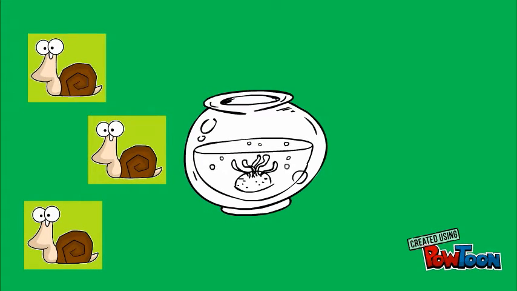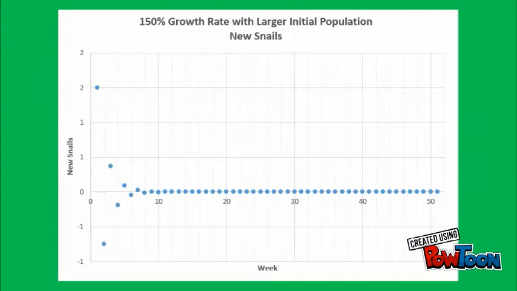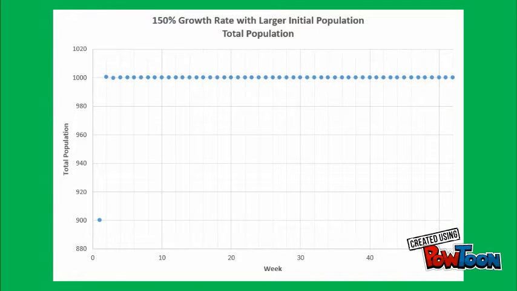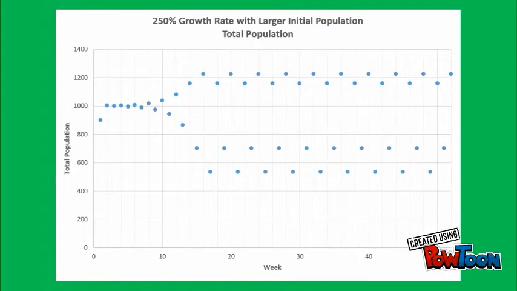The snails decide to check if increasing the initial number of snails by inviting others to join them would help stabilize the population as it increases at the larger growth rates. These charts show their estimates for the new snails per week and the total population of the pond when a larger initial population is used.